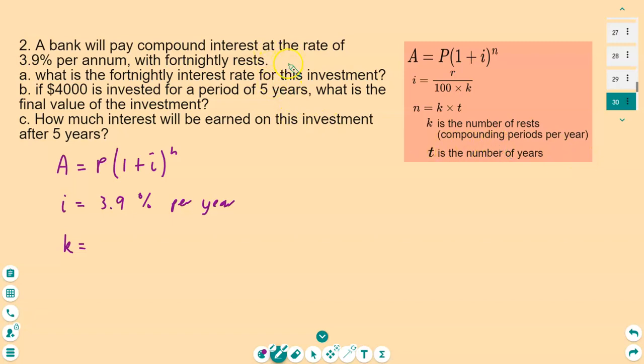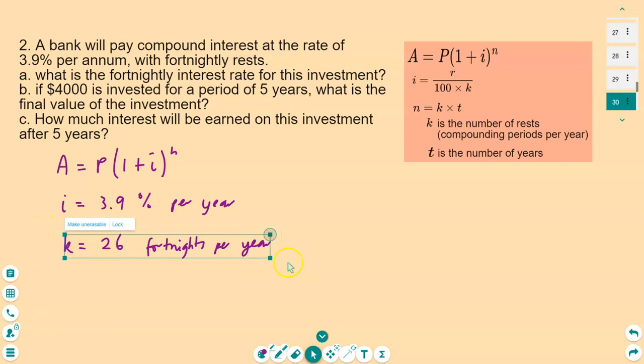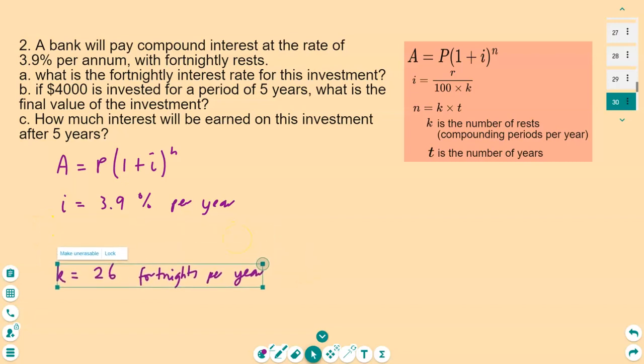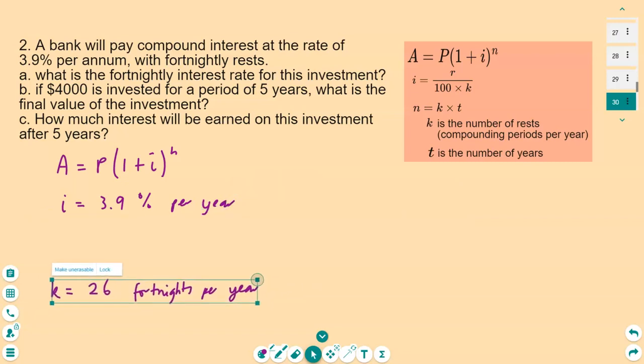Now, how many fortnights are there in a year? That's correct. There's 26 fortnights per year. So that means that K will be 26. I'm just going to say fortnights per year. That might help us soon. What is the fortnightly interest rate for this investment?